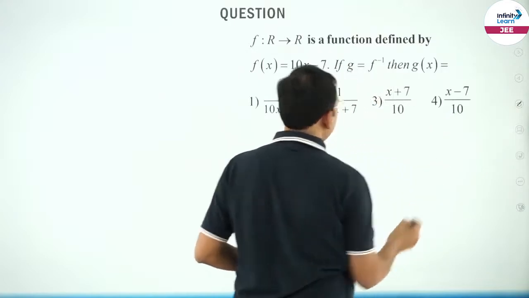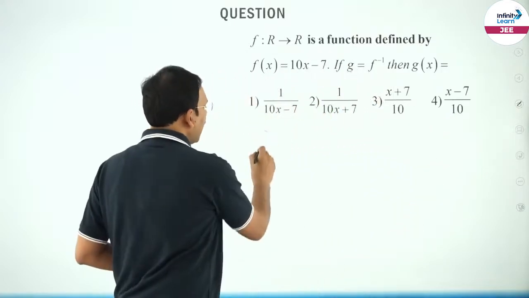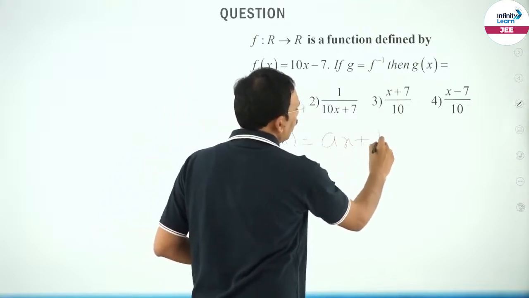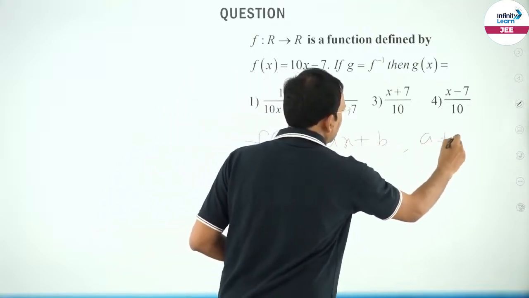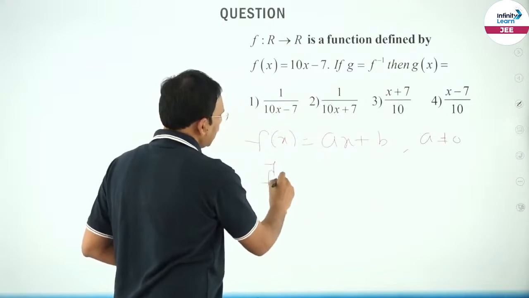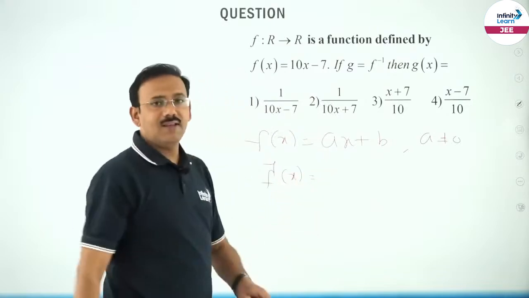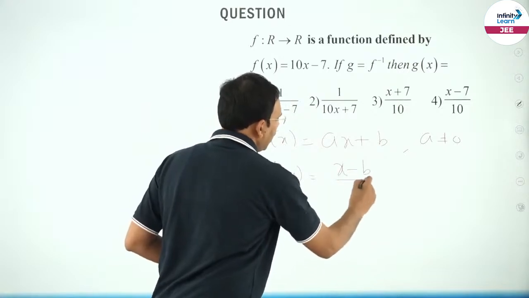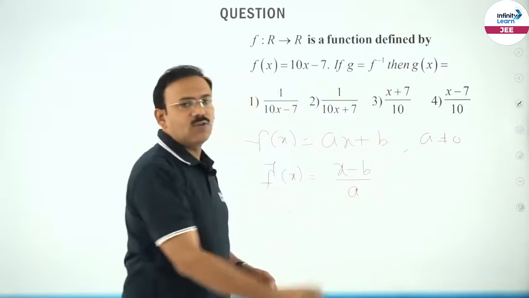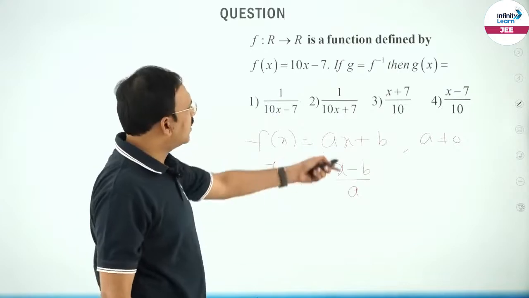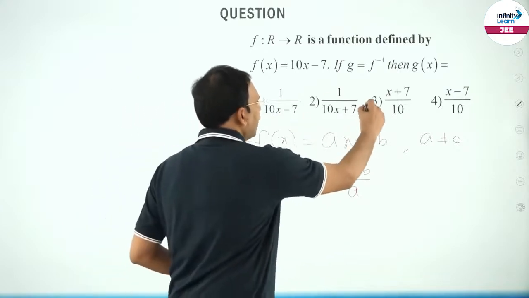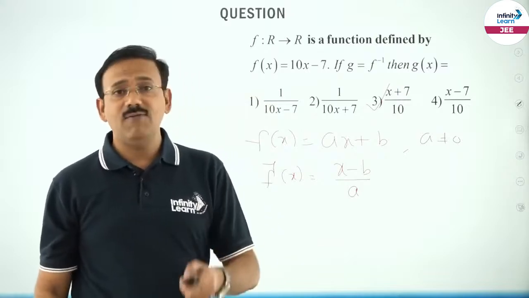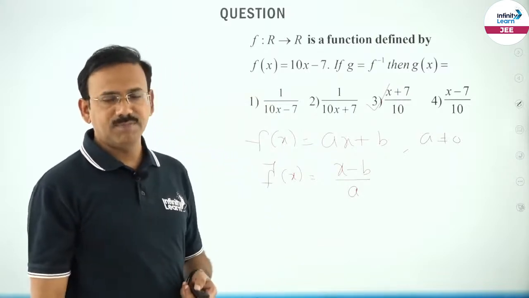Of course, a simple question. If f of x is equal to ax plus b, where a is not equal to 0, then f inverse of x, you need not do the working, you can directly say x minus b by a, because y is what we take. With this you can directly say x plus 7 by 10, no need of doing any working, it is a very simple problem, isn't it?